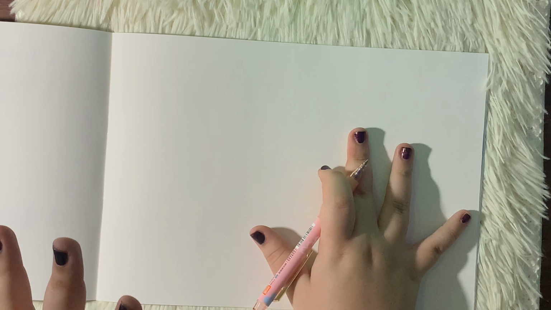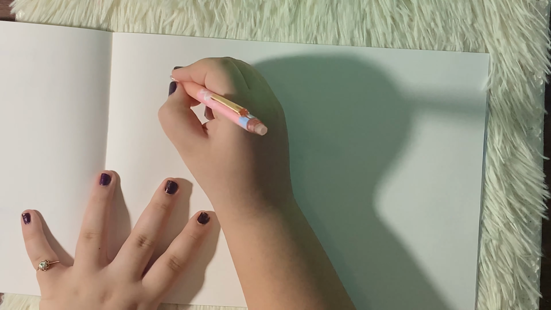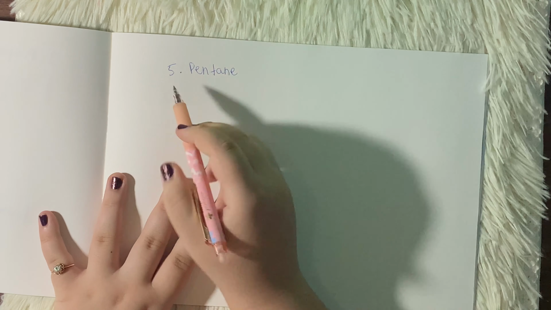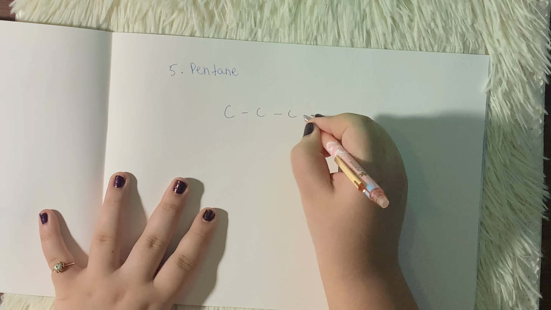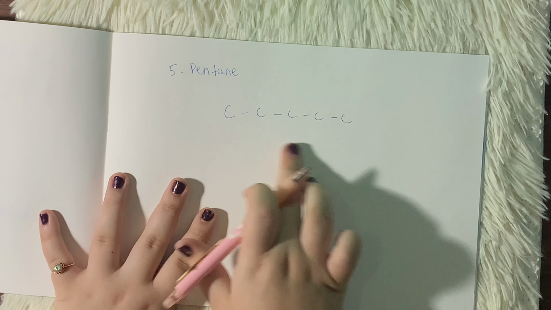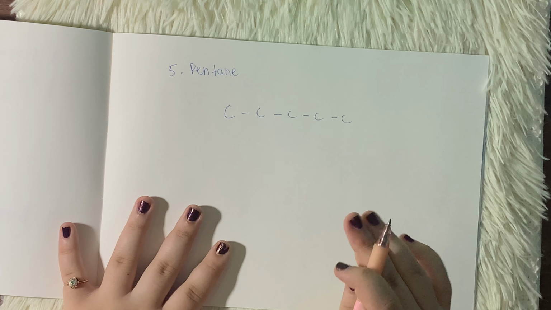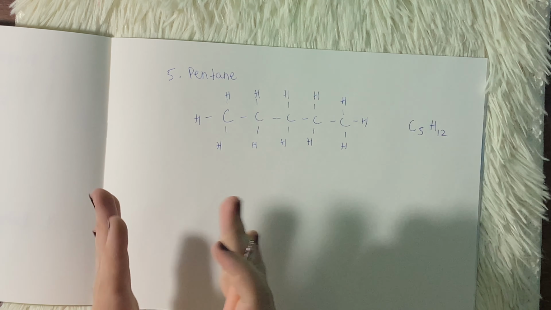Now we're going to be looking at the fifth alkane, which is pentane. Always remember that 5 is pentane. Pentagon, 5 sides. Pentagon, pentane. Always associate 5 with pentane. Since it's the fifth alkane, we know that it's going to have 5 carbons, 1, 2, 3, 4, 5, and we know that each carbon has 4 bonds. So C5H12, that is the fifth alkane.